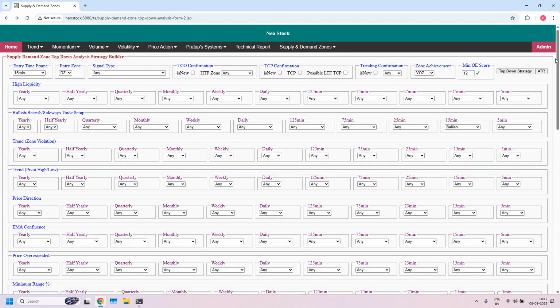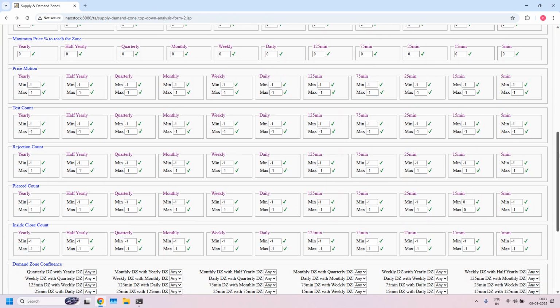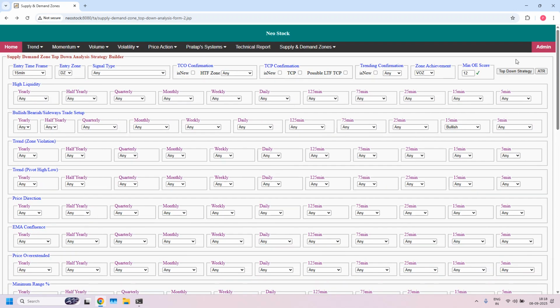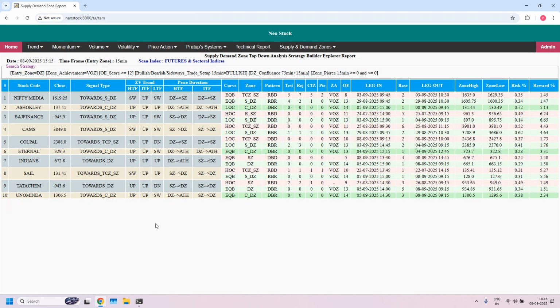First one is LTF and ITF demand zone confluence. That is 15 minutes and 75 minutes demand zone confluence. By enabling the filter, we got 10 stocks out of 12. In these 10, all the 15 minutes demand zones are overlapped with the 75 minutes demand zone.